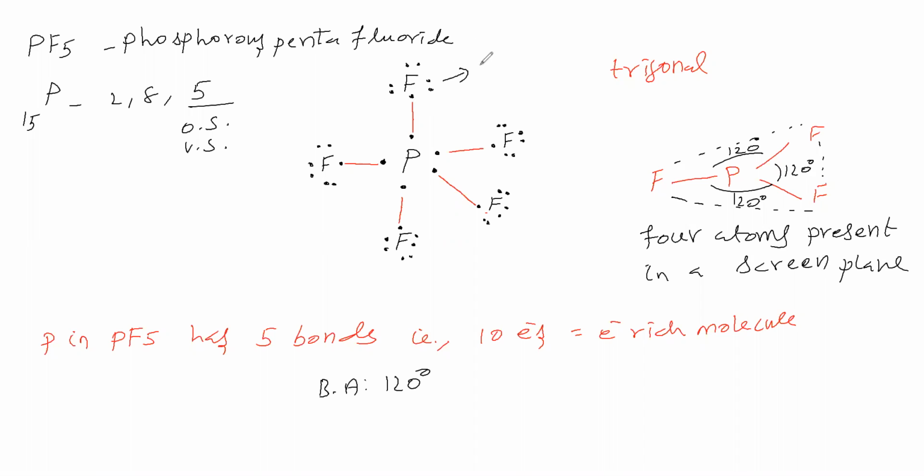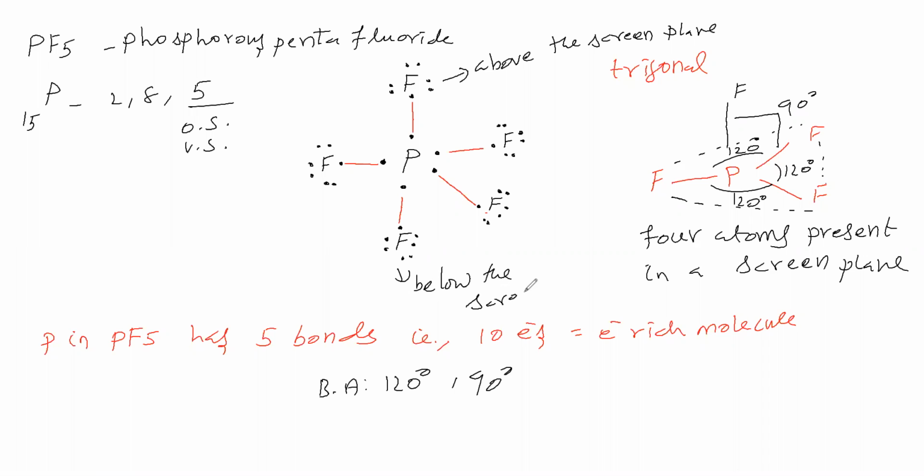One fluorine atom is above the screen plane and makes a 90 degree angle. Therefore another bond angle is 90 degrees. The other fluorine is below the screen plane, and it also makes 90 degrees with the screen plane. Therefore the bond angles possible are 120 degrees and 90 degrees.